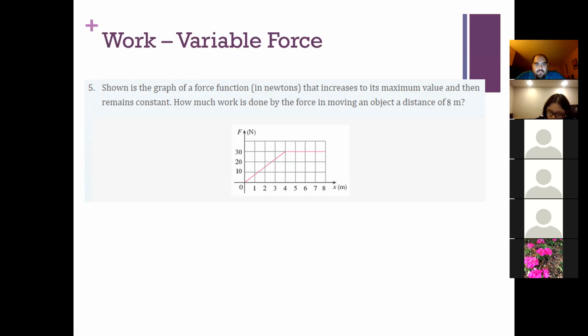So what's a good way to start looking at this? How can we approach this? Couldn't you just calculate the area up to 4 and then add it to the area from 4 to 8? That's essentially what we're going to do.